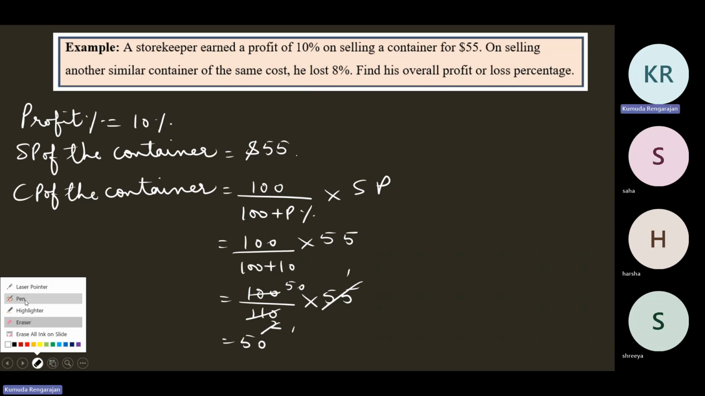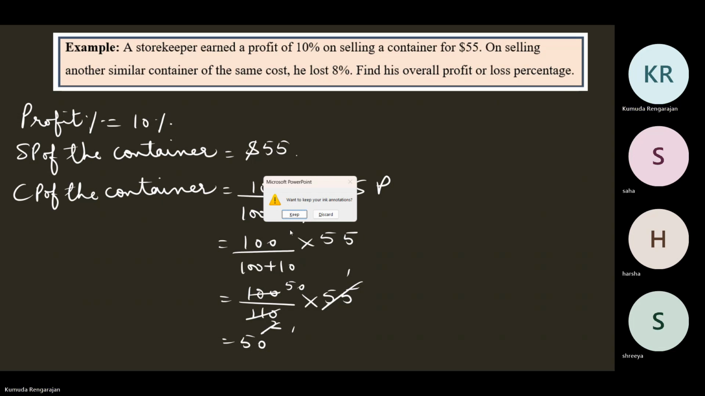Okay. So we found the CP of the container because we are given the profit percent and the SP. So with this, you can find the CP, and we found the CP, $50. Now read the question ahead. On selling another similar container of the same cost, meaning same $50. The cost price of the container is $50, right? So on selling another container of the same cost, same $50, he lost 8%.